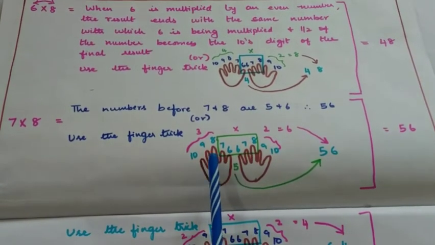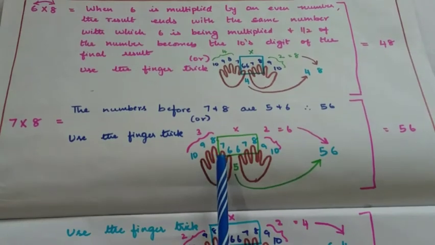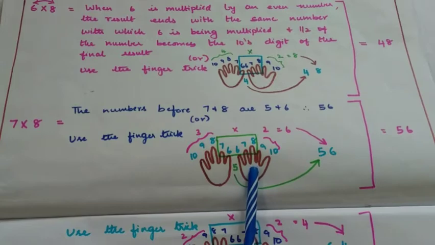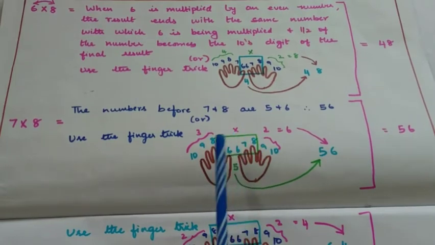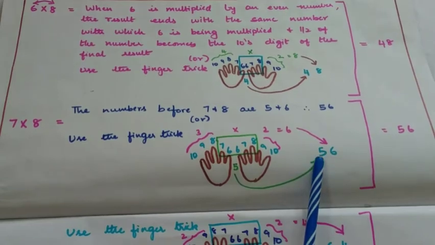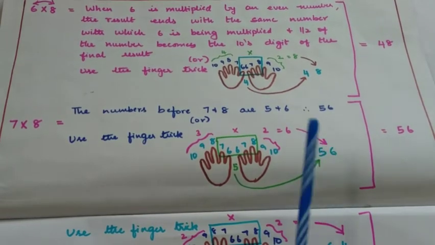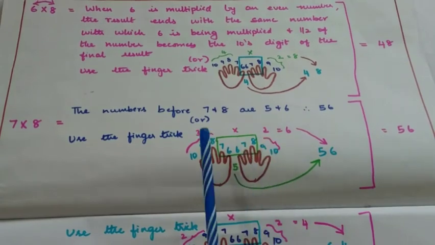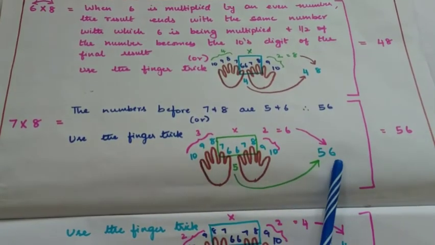Here you need to touch the fingers that have been numbered 7 and 8 on the left and right hand respectively, and then count the number of fingers between these fingers including the fingers that have been touched to obtain the result 5, which becomes the tens digit of the result, and then find the number of fingers that are on either side of the fingers that have been touched and multiply the numbers to obtain the ones digit of the result 6.